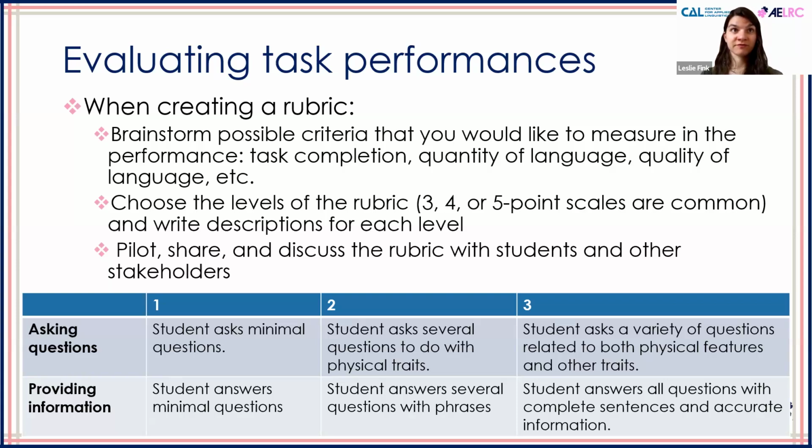Then you will choose the levels of the rubric. So 3, 4, or 5-point scales are common, and that's what we can see here across the top. Those are the different levels, which sometimes get a name such as approaches expectations, meets expectations, and exceeds expectations.